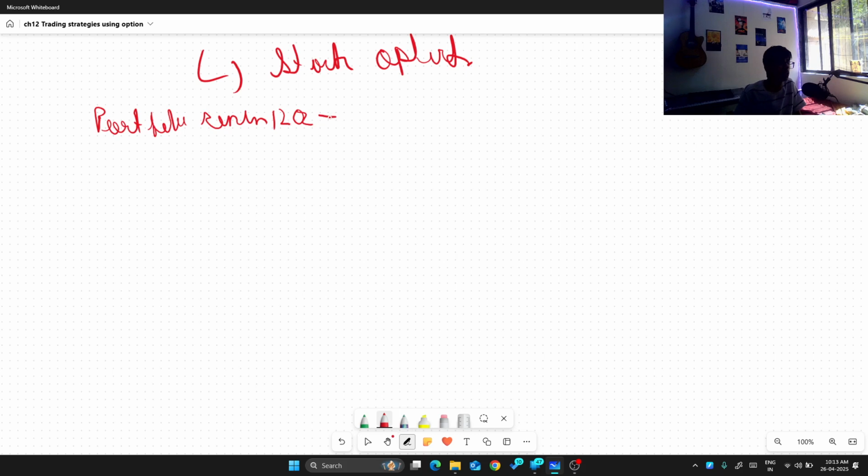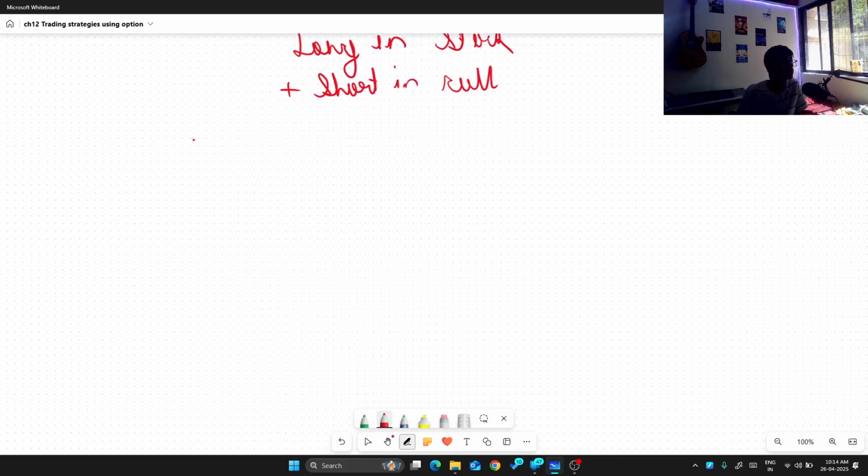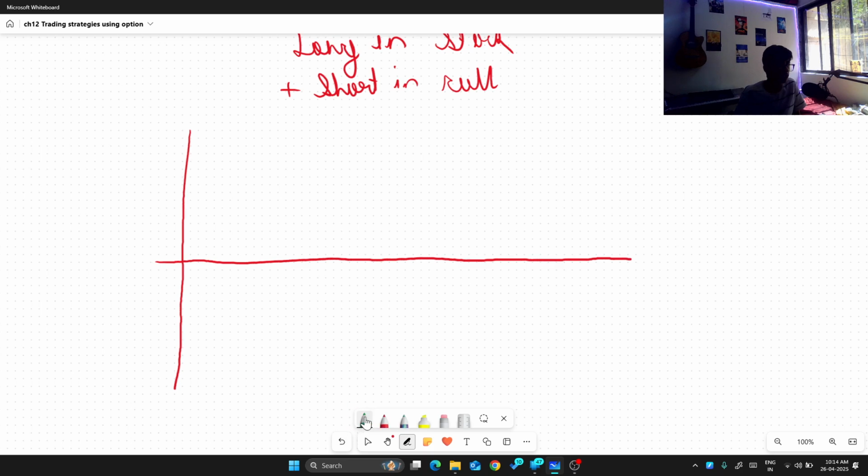A would be long in stock, long in asset, plus short in call. So let's make a payoff diagram, and it would be like this. We will give the underlying asset. Can I do a straight line? Is there a feature?